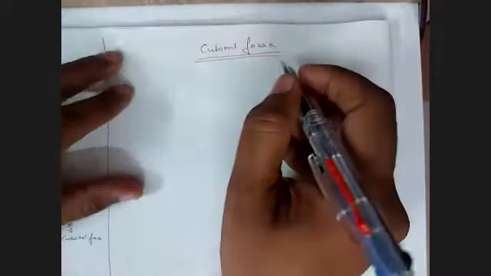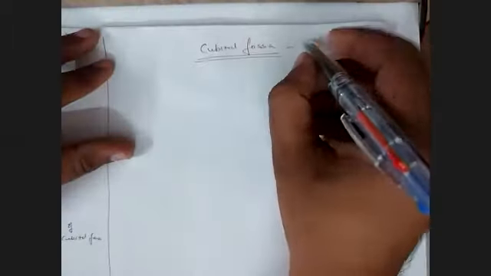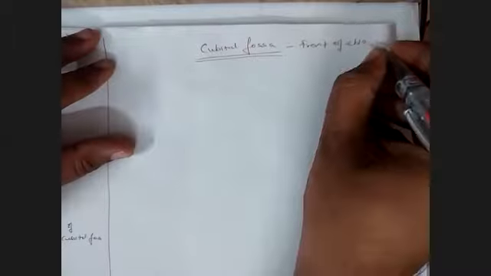So, welcome to this session on Cubital Fossa, which is situated in front of the elbow, front of the elbow. Okay. So, if I see the front of my elbow here, I can dip my finger in this area, and that is the cubital fossa. It's a triangular area situated in front of the elbow.